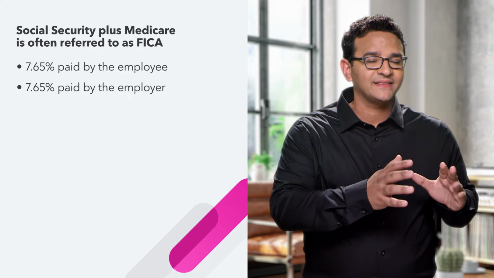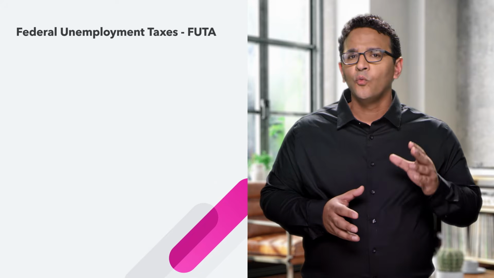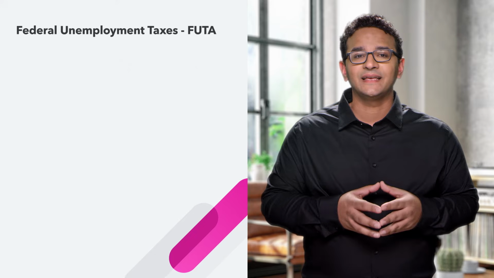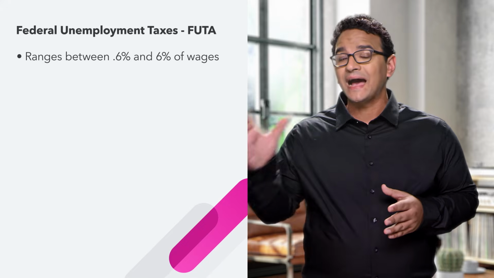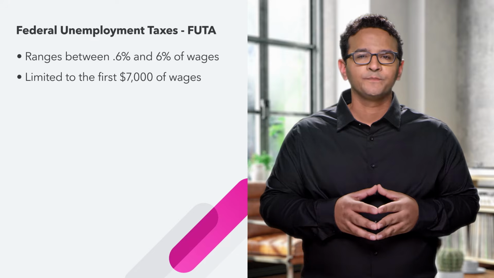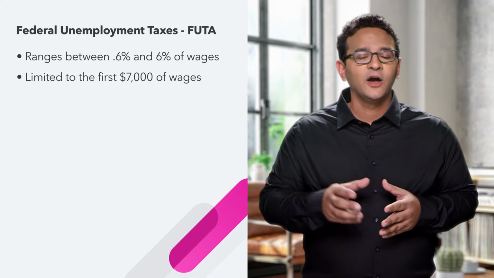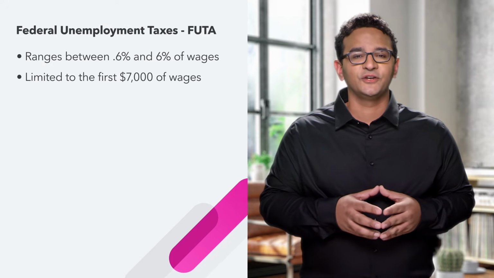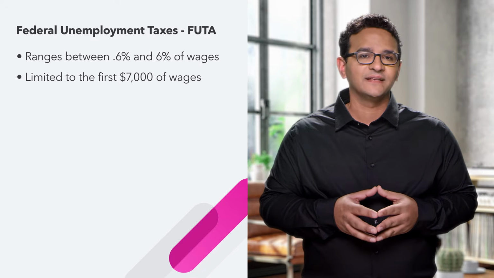Beyond the matching of the FICA tax that we mentioned here, the employer also has additional taxes. We have the federal unemployment tax, often referred to as FUTA. This tax in 2021 could be as low as 0.6% to as high as 6% of the first $7,000 worth of wages, depending on the state that you're in and whether or not they will get a special credit of 5.4% reduction if you have actually paid the state version of the unemployment taxes. Check with your state to see if the rate reduction applies in your state.